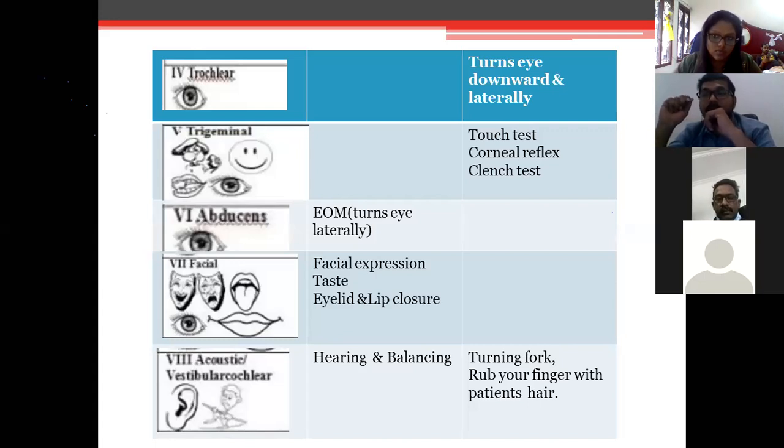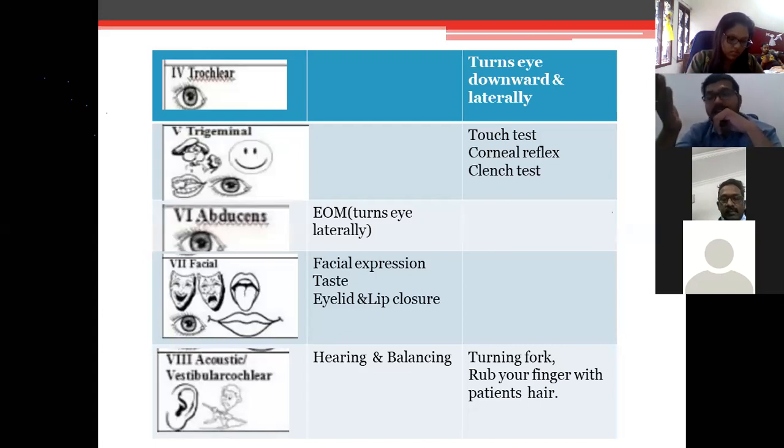If you don't have a tuning fork, you can just rub your hair near the patient's ear. Whenever you rub your hair, that will create a small sound. If the patient can hear and differentiate the sound, and you compare both ears and it is okay, then your vestibulocochlear nerve is working good.